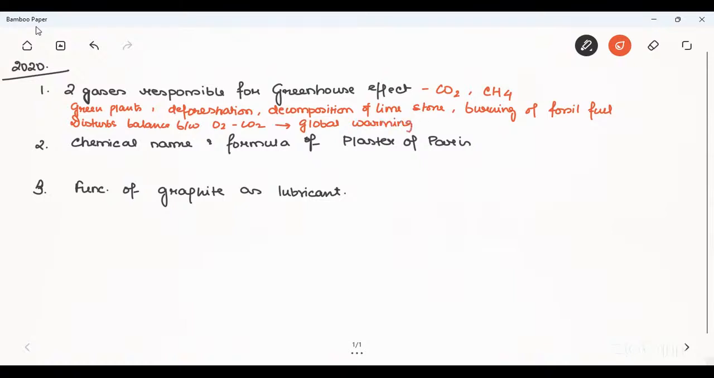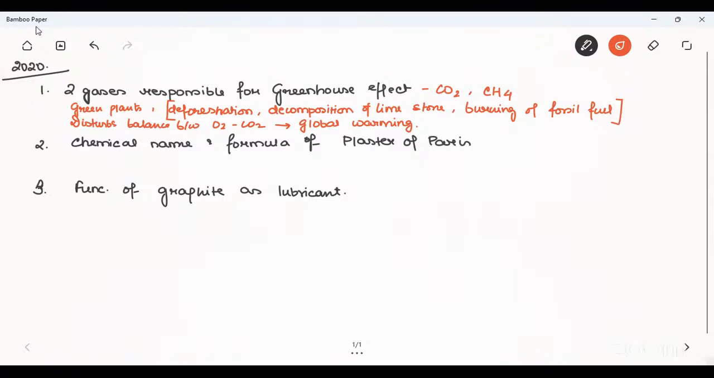So what we will be writing: green plants absorb carbon dioxide gas for photosynthesis and release oxygen gas. Deforestation, decomposition of limestone, burning of fossil fuels: carbon dioxide concentration is increased in the atmosphere. These 3 points, deforestation until burning, will be in the same point. So when the carbon dioxide concentration is increased, the balance between oxygen and carbon dioxide will be hampered. This will lead to global warming. This is the main thing.